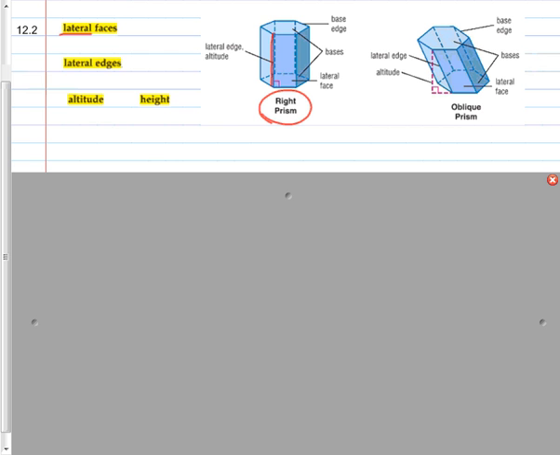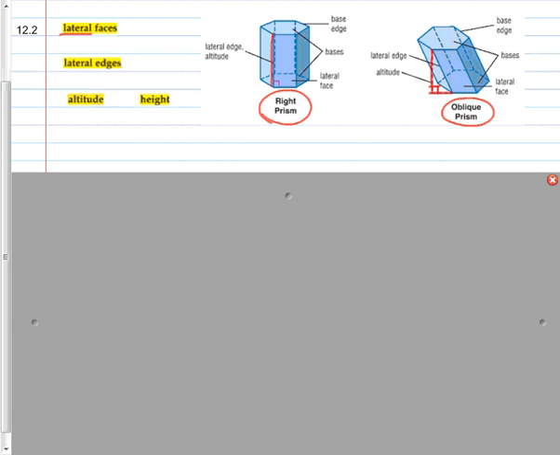But if it's an oblique prism, it is not perpendicular between the lateral edge and the base. It is off at an angle that's not 90 degrees. For the oblique prism, our altitude has to be sure to be drawn perpendicular to where that base is.